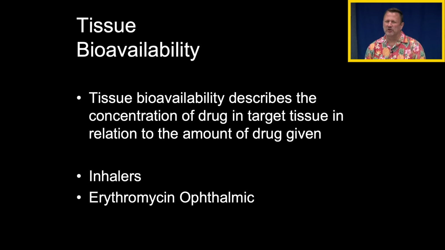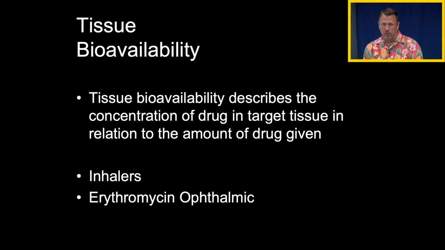And so that's where tissue bioavailability comes from. Tissue bioavailability just describes the concentration of drug in target tissue in relationship to the amount of drug given. A great example of tissue bioavailability is inhalers, if we're using them to treat asthma, to treat the lungs. But another great example is something called erythromycin. We'll use it in the eyes, erythromycin ophthalmic.